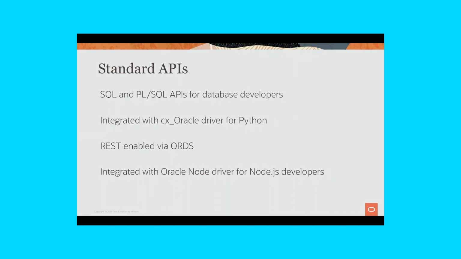We also integrated with the cx_Oracle driver for Python. So if you're fundamentally a Python developer, you can take advantage of all of the spatial analytics that we have in the database through the cx_Oracle driver. And then through ORDS, all of these spatial capabilities are also REST enabled. So if you're an ORDS developer, you use ORDS primarily for doing REST APIs, then you can also do spatial analytics through that. And we have also integrated with Node.js, the Oracle driver for Node.js. Again, if you are primarily a Node.js developer, then you can use the Oracle driver for Node.js to build spatial applications.